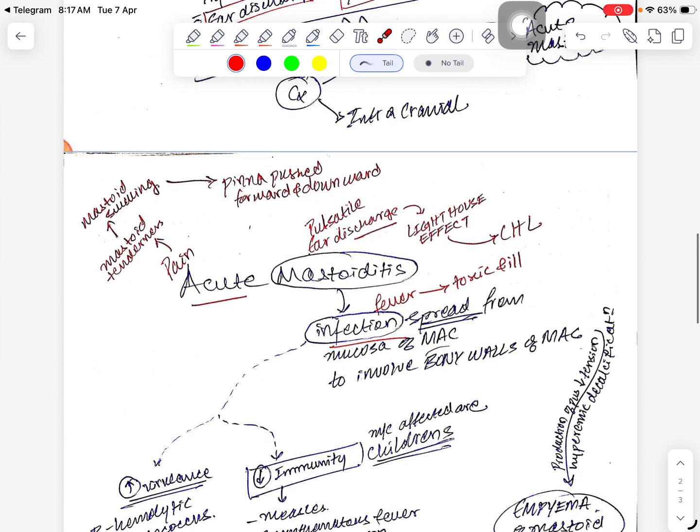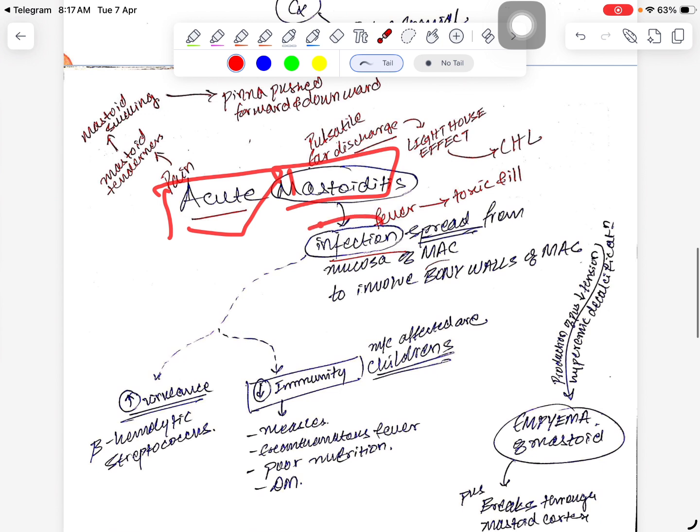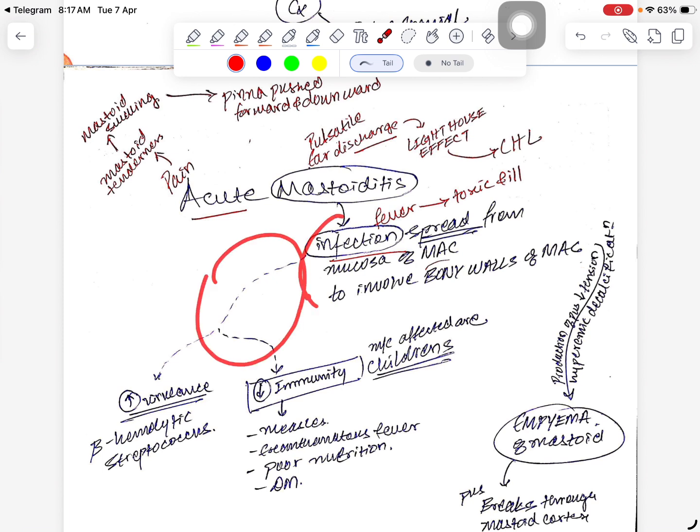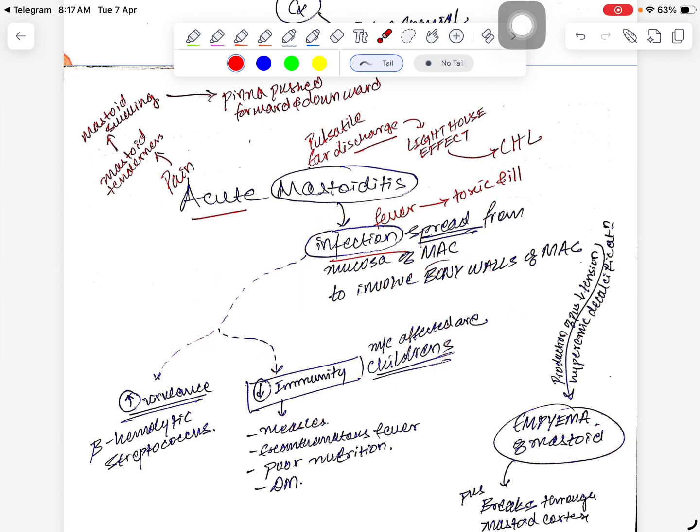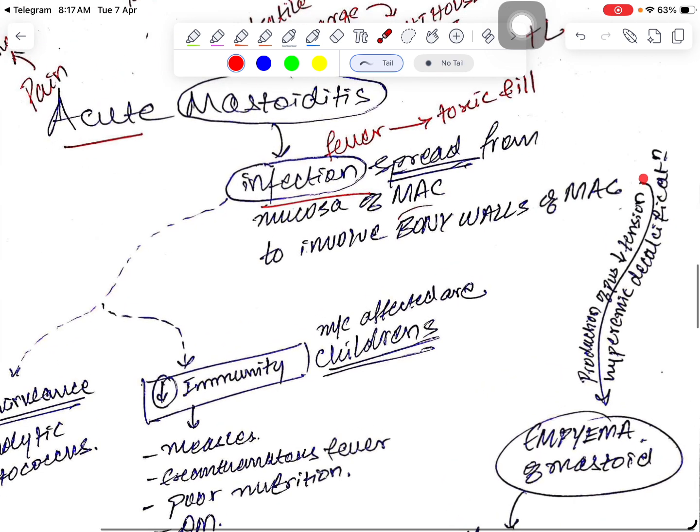Now we have discussed acute mastoiditis, right? The infection, the spread, and then we come to the bony walls. Because the bony walls have eroded, all the mastoid cells together now become one big pus pocket, called empyema of the mastoid. How does this occur? Because of the production of pus under tension, and hyperemic decalcification.